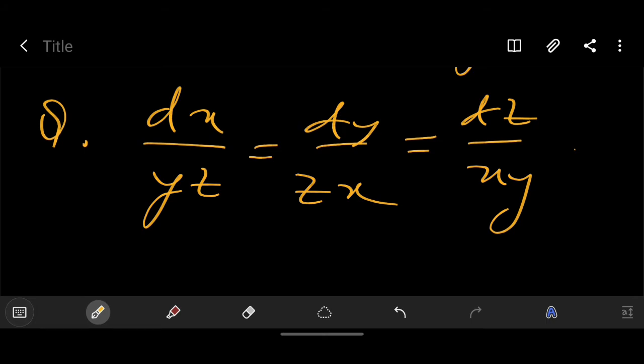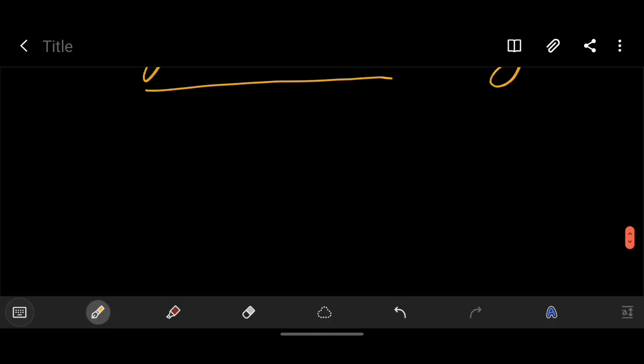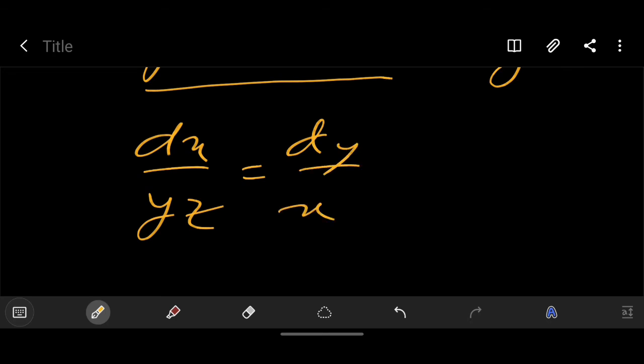So let's see here. We can take the first two terms. So what we get is dx by yz equals dy by zx, right? Here the z term can cancel each other, so it wouldn't be there. So we have this, and this one we can write x dx equals y dy, right?